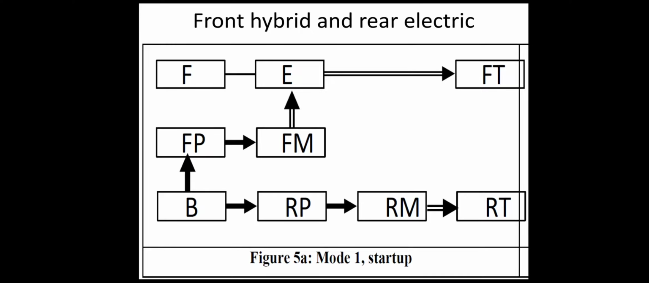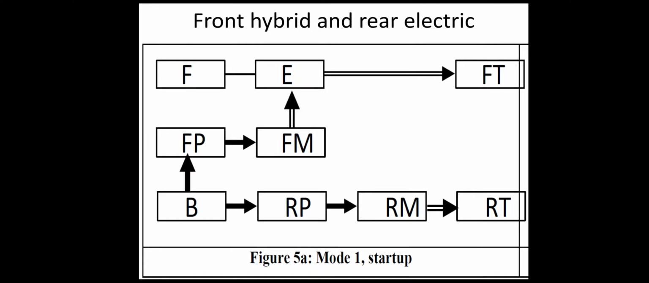FT means the front axle. FP means front power converter. FM means front motor. B means the battery. RP means rear power converter. RM means rear motor, and RT means the rear axle transmission. So FT means the front axle transmission, and RT means the rear axle transmission. The thick line shows the electrical link, the thin line shows the hydraulic link, and the double line shows the mechanical link.